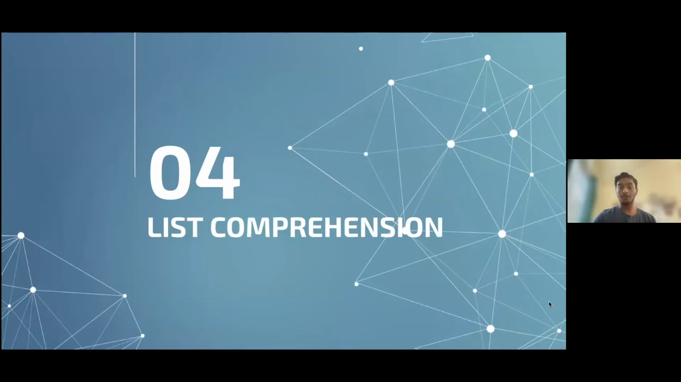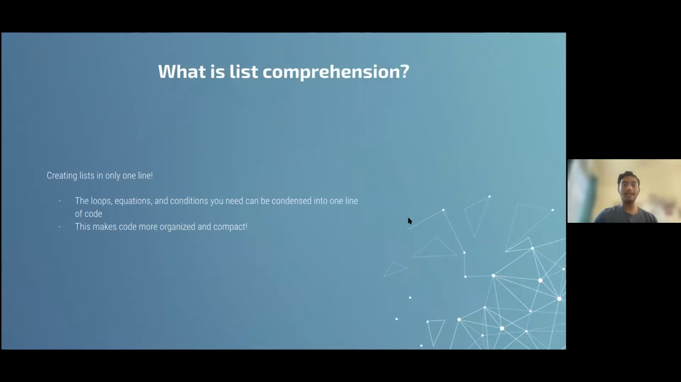Next, we'll move to list comprehension, which is a little bit more advanced usage of lists. So what is list comprehension? It's basically creating lists in only one line. The loops, equations, and conditions you need can be condensed into one line of code. This makes the code more organized and compact. In fact, list comprehension is extremely powerful and really efficient.